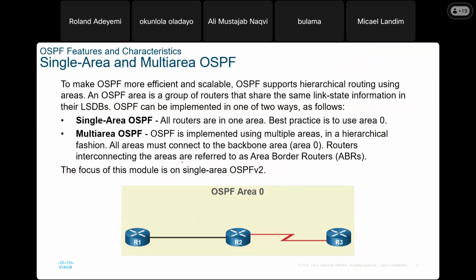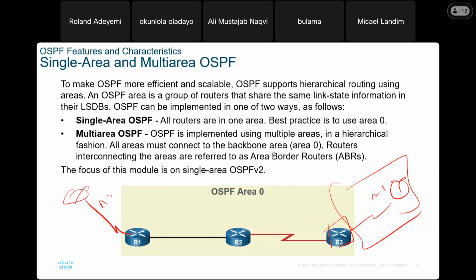Routers connecting the areas are referred to as area border routers. So if I have another router here, and I've decided to put this place in area 1, this router becomes a border router. It's like a custom officer. If I have another router here, and I decided to put this one in area 2, this router here that connects area 0 to area 2, it becomes an ABR, area border router. But the focus in this class is single area OSPF version 2.